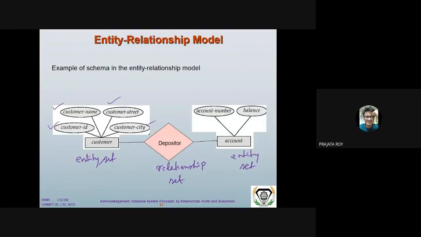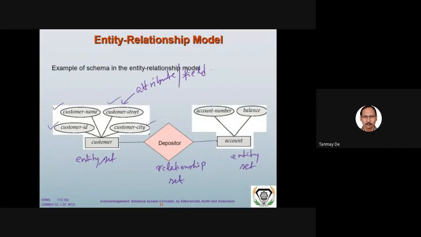What is the ellipse for, sir? Ellipse stands for attribute, or you can call it the field, that represents one of the characteristics of the customer entity.